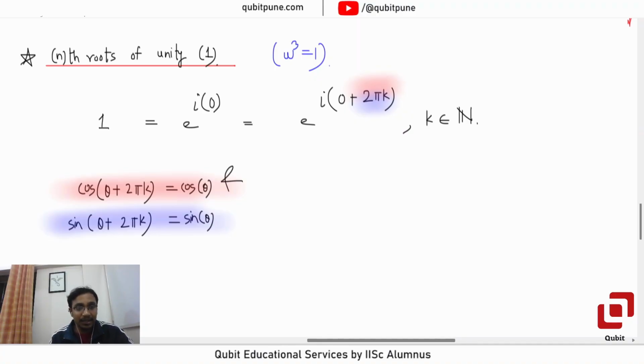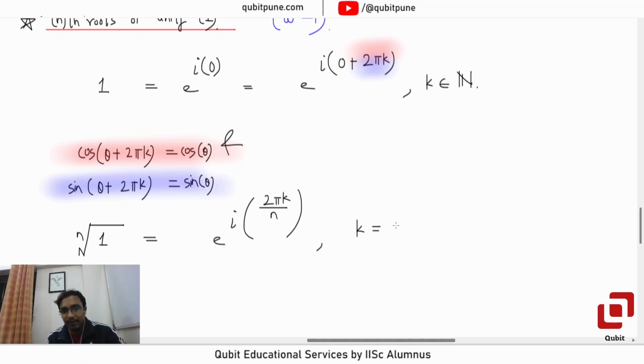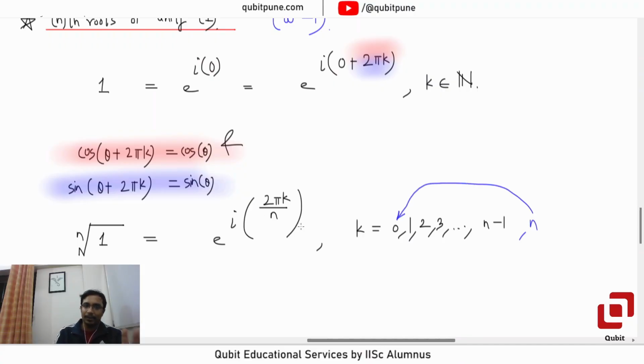Now, when it comes to the nth root of 1, we basically write it as e to the power i 2 pi k by n. Now the question is, how many values of k are we going to put? We need to put the values of k from 0, 1, 2 up to n minus 1. You might ask, what happens if we put n? That again comes back to 0, because that is e to the power i 2 pi.